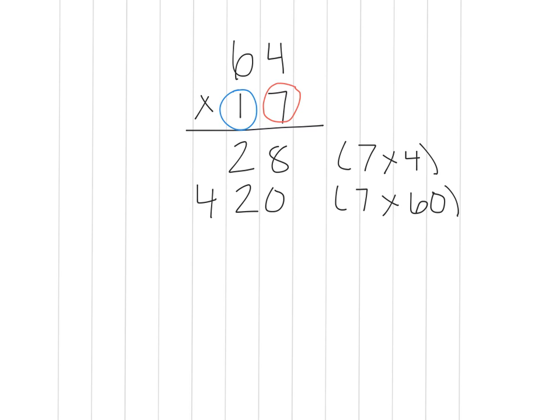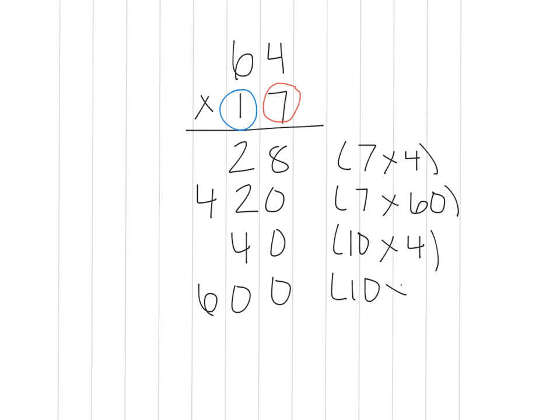And we have 10 times 4. Now, it's not 1 times 4, because that number really is a 10. It's not a 1. So 10 times 4 is 40. And then our last one is going to be 10 times 60, which is going to give us 600. Okay, and now we call these partial products because we can sum them to get the total product.